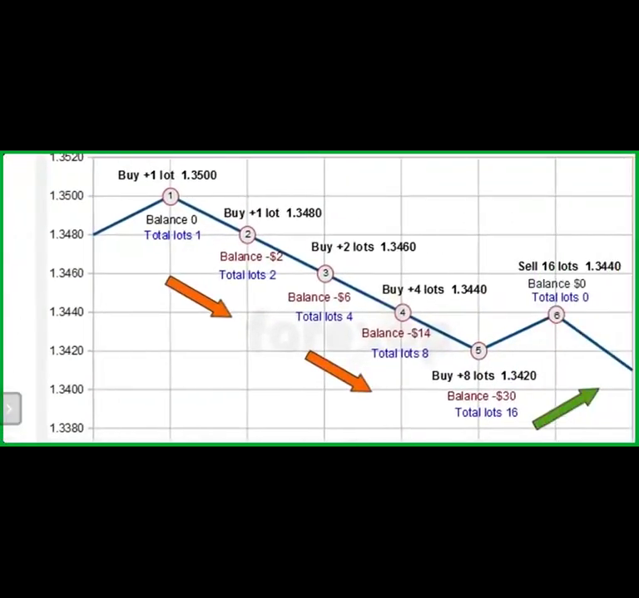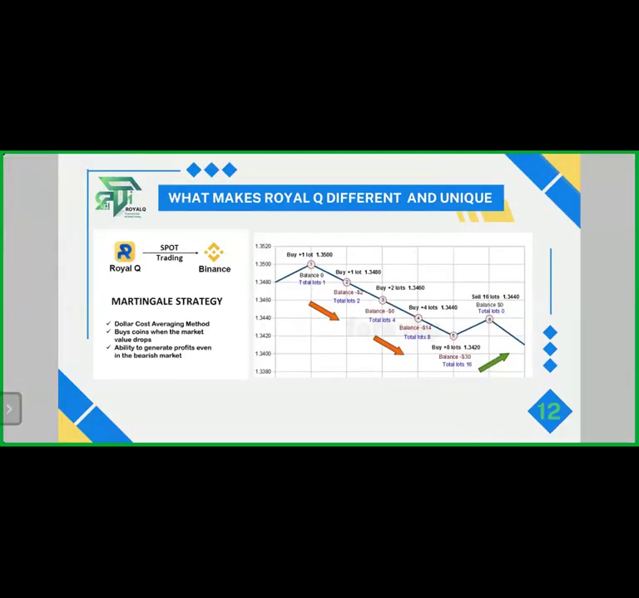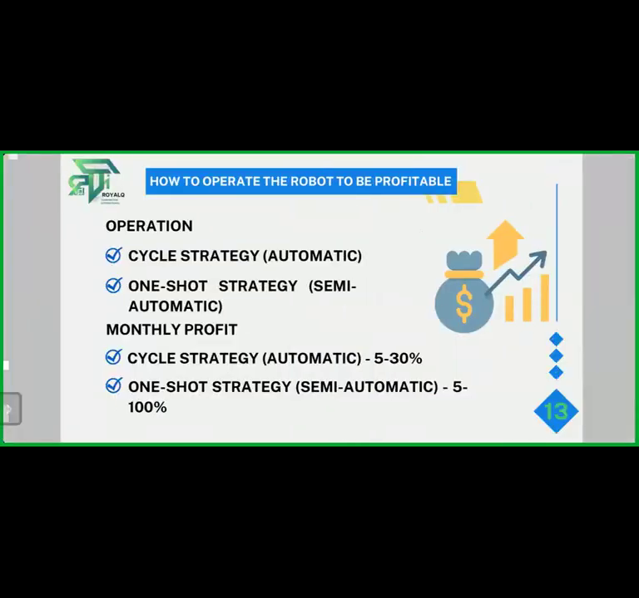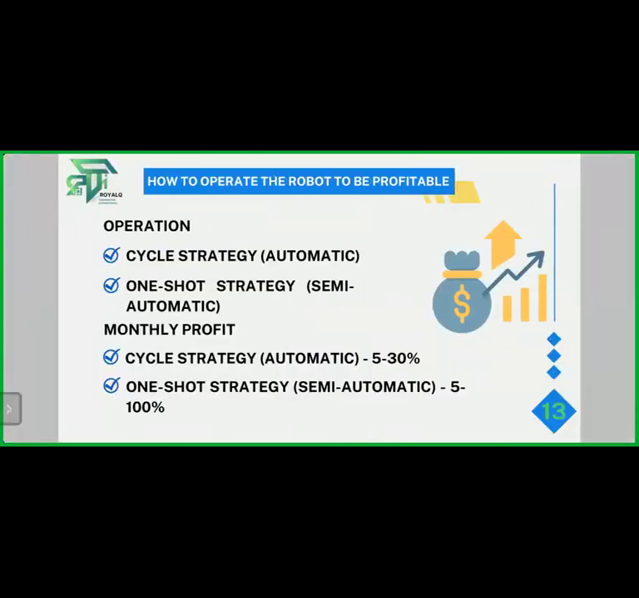As you can see over here, for every time the market dropped, he just kept buying more. That is the power of what the Martingale strategy can do for you. And this is how Royal QBot helps you make money. Because every time the market drops, there are settings you can give your Royal QBot to keep buying for you every time the market drops. And obviously, when the market starts recovering, you will make way more money.